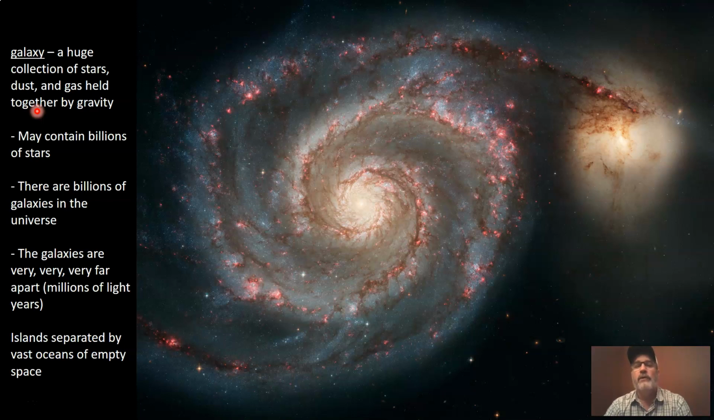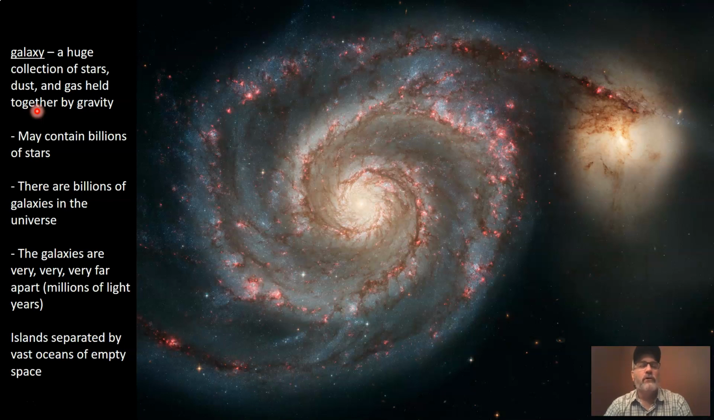So as we look at this structure that's on the screen in front of us, the Whirlpool Galaxy, we can see all these bright dots. Those bright dots are stars, but they're not singular stars. Those are actually clusters of stars. So there may be thousands or even millions of stars inside of each one of those little pinpricks of light that you see there.